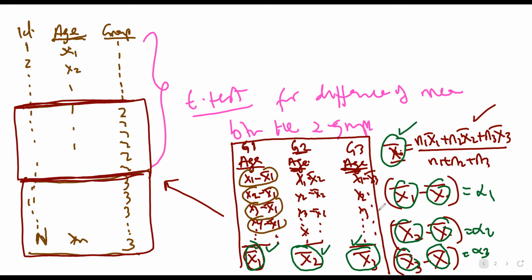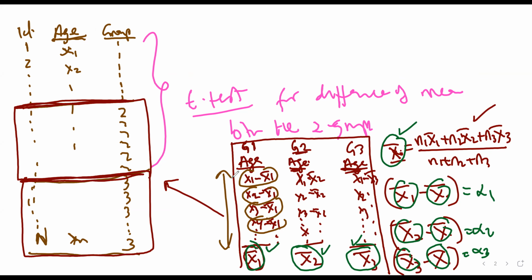If you come back here, I'm taking the observations minus the group mean, but now I need to square them. So once I square, I need to sum those squared deviations. That's what we are calling the variation within groups, or sum of squares within groups.